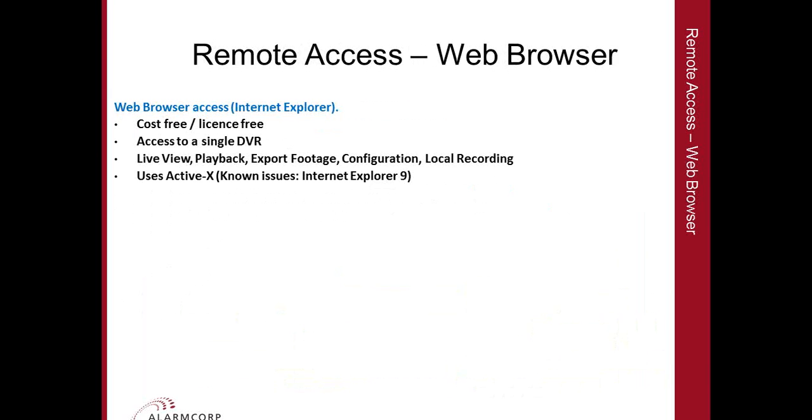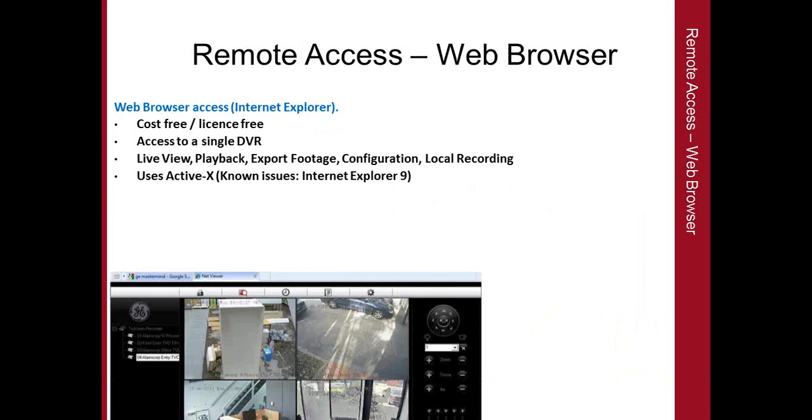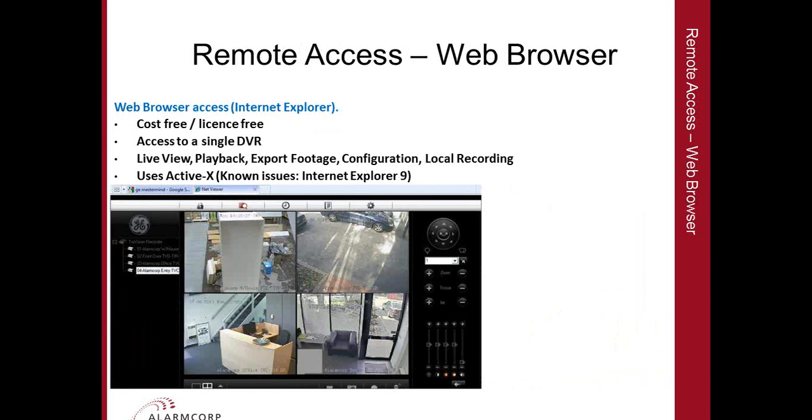Web browser allows you to access any single DVR at any one time, and it gives you the ability to do live view, to do playback. You can actually export footage via web browser. You can also do local configuration of a DVR, and you can record locally to the PC that's running the web browser. You have a screenshot here of the web browser from a TruVision TVR10, and as you can see, we can have 4 cameras on screen at any one time. We have the option of PTZ control, which you can see on the right of the screen, and we have the option to do playback, configuration, and viewing the device's log along the top toolbar.